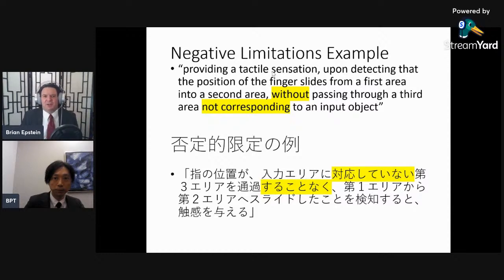This is an interesting example because there are two negative limitations. The first negative limitation relates to how the position of the finger slides between the first and the second areas, right? This is the without passing through a third area portion. The second negative limitation attempts to define the third area. And we're doing that by saying that this is a third area not corresponding to an input object, right? We're basically saying we don't pass through this border area between the two operation buttons.